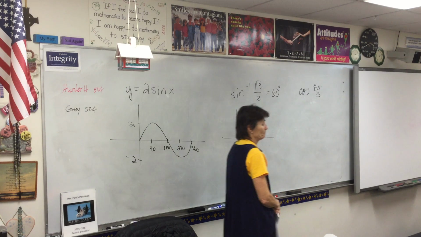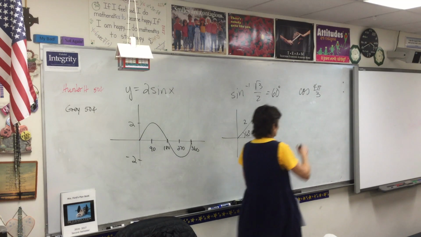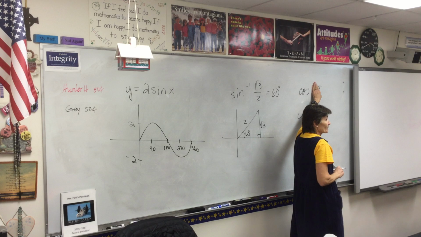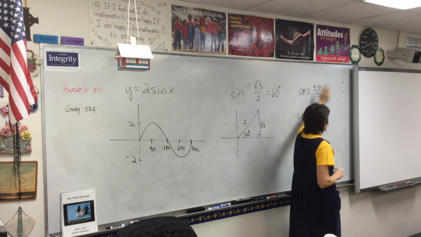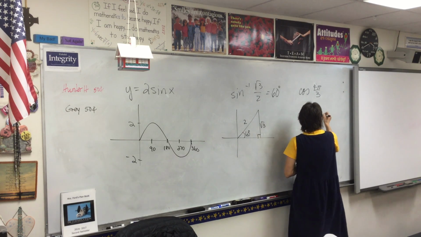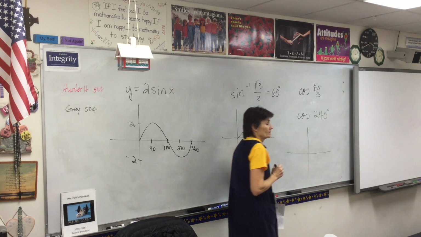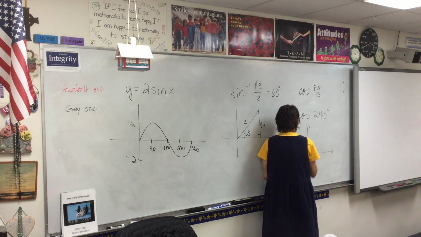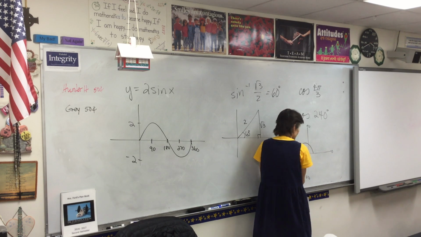What do we do here? So think of this as a degree measure first. So 180 divided by 3 is 60. Times 4 is 240. Now remember, this is how we label our angles. So wouldn't 240 be all the way around here like this?